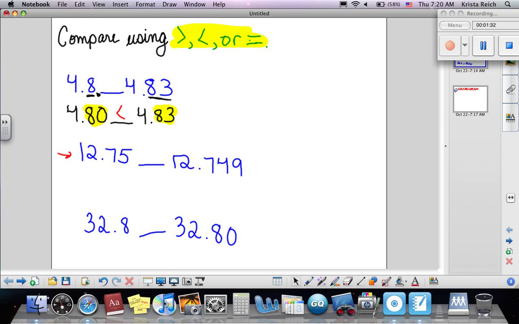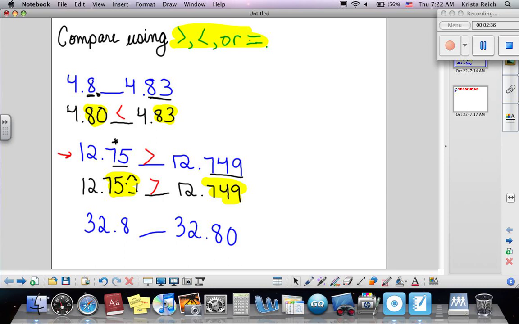If I look at this example right here, again, I notice that my numbers after the decimal are not in the same place value. Here we have 12 and 75 hundredths, and in this example, we have 12 and 749 thousandths. So I'm going to annex a 0 here, making it 12.750. That's where I'm annexing my 0, and this one stays the same. Again, I can simply compare now using the numbers at the end of the decimal. Which is bigger, 750 or 749? 750 is bigger. So 12.75 would be bigger than 12.749.